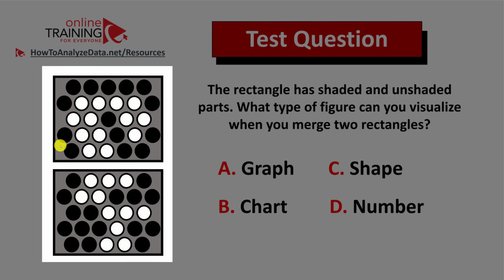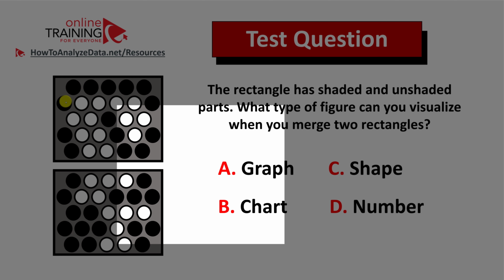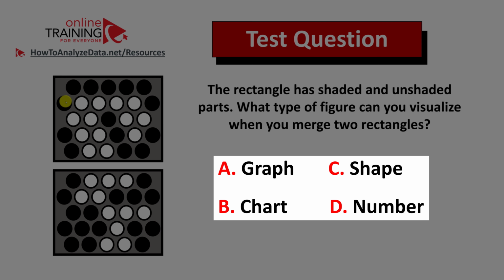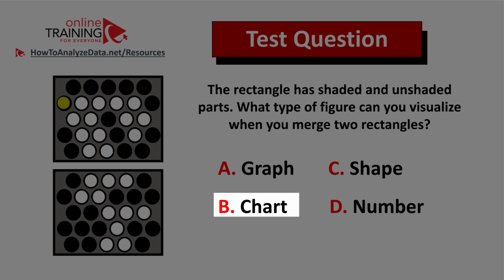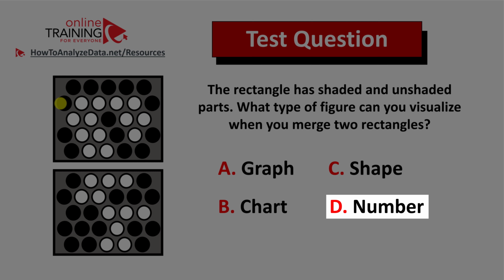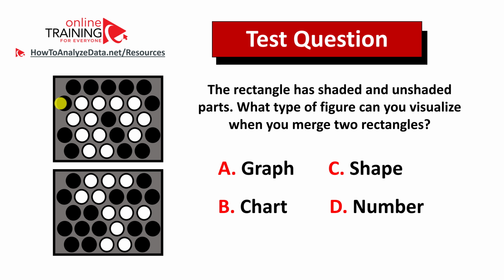You have two rectangles on the left. They have shaded and unshaded parts, represented by white circles and black circles. And you have 4 possible choices. Choice A, graph. Choice B, chart. Choice C, shape. And choice D, number. Do you think you know the answer? Let's continue. Please give yourself 10 to 15 seconds to see if you can come up with the solution on your own.